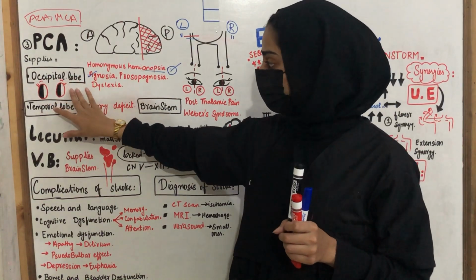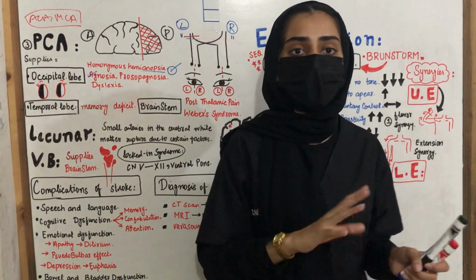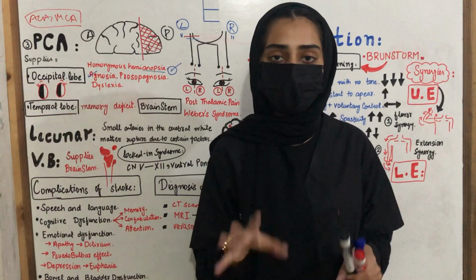Then in the occipital lobe, you have two terms, agnosia and prosopagnosia, and dyslexia, that's the most classic term. Everyone knows about it.